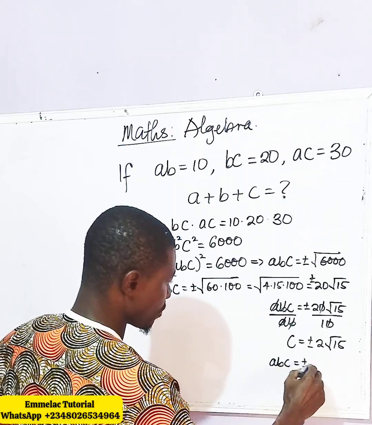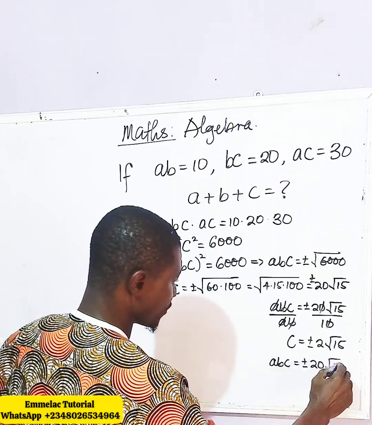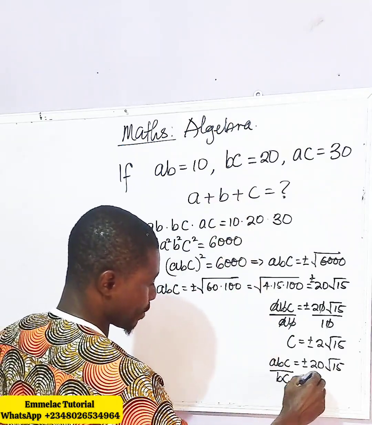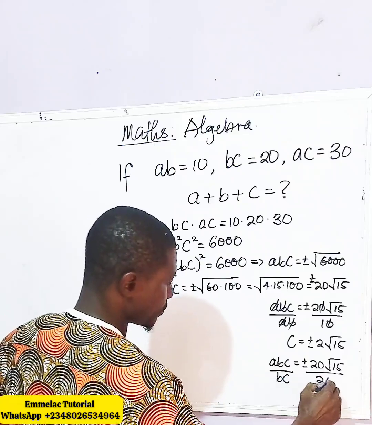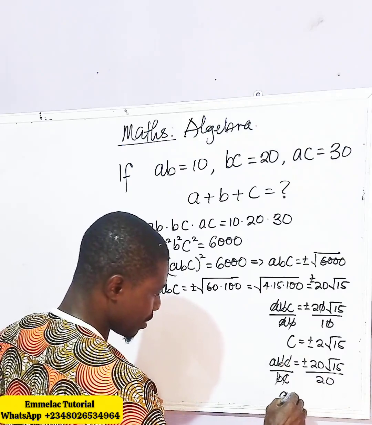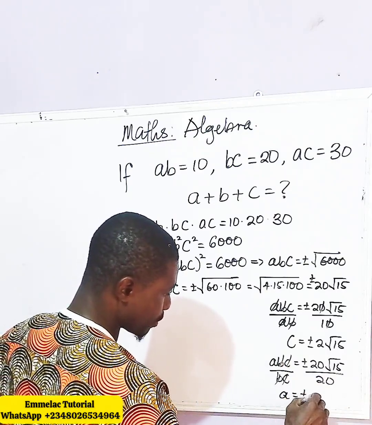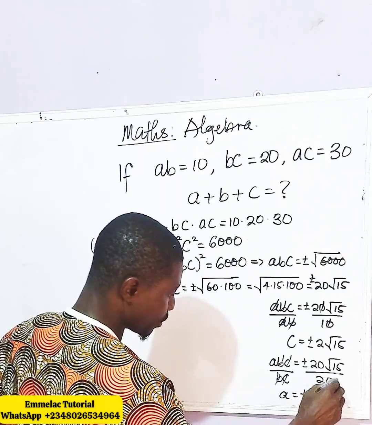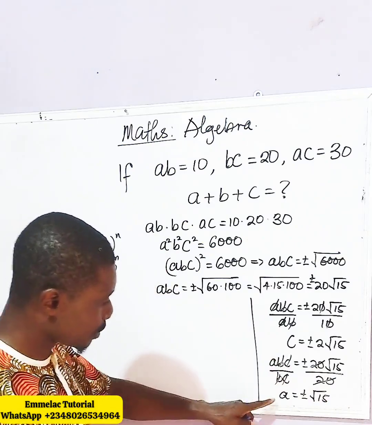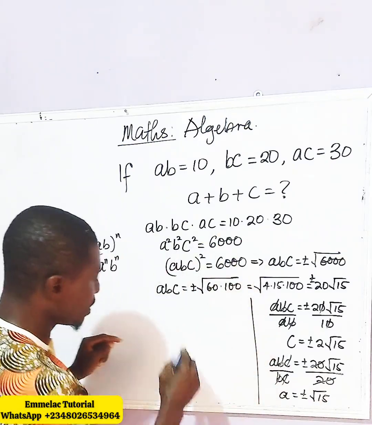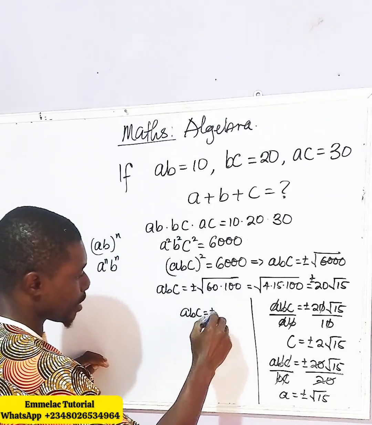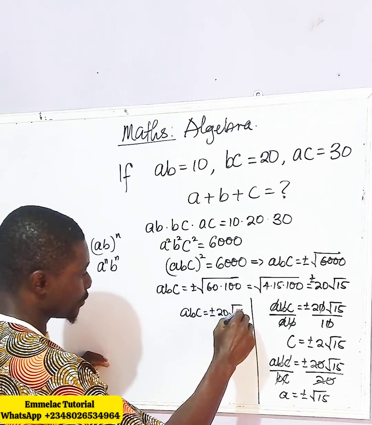Okay, so then the next one, ABC equals plus or minus 20 root 15, now divided by the next one, BC, which is 20. So C will eliminate C, B will eliminate B. So our A will now be plus or minus root 15 because 20 will eliminate 20. Okay, so we've gotten A, we've gotten C, the remaining is B.